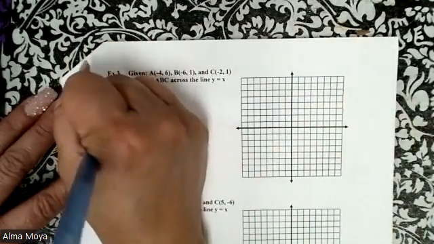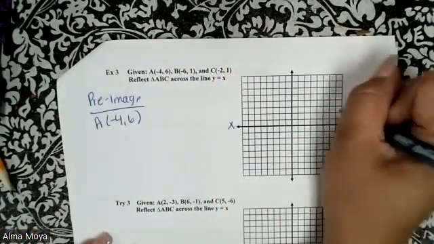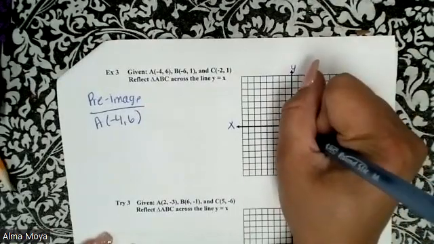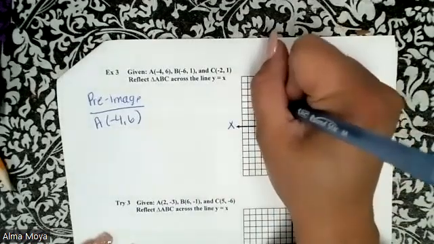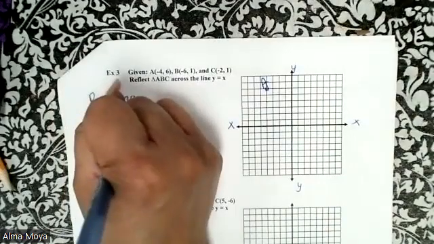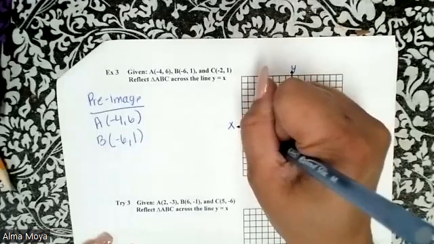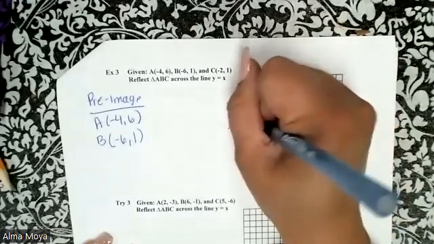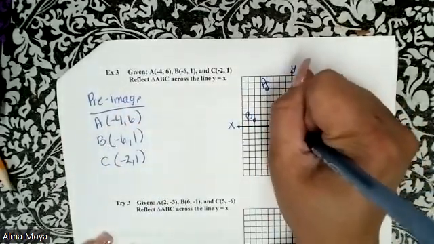I have the point A, which is (-4, 6). So this is the x-axis, this is the y-axis. -4, 1, 2, 3, 4, +6, 1, 2, 3, 4, 5, 6. There's my A. My B is (-6, 1). 1, 2, 3, 4, 5, 6, +1, so it's up here. And then my C is going to be (-2, 1). So -2, +1. There's my C.